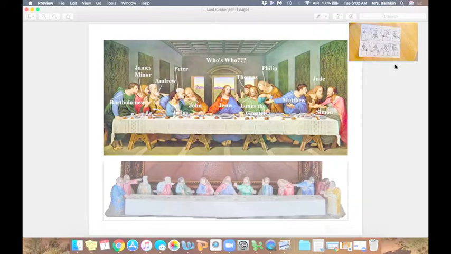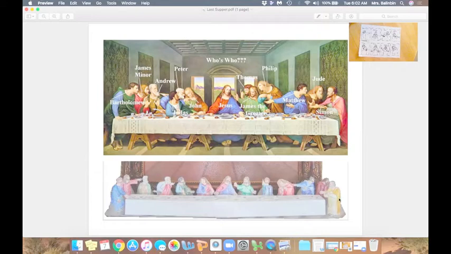So you're going to take these little guys here and you're going to color them, and you are welcome to color them the same colors as this Holy Thursday picture, or you can color them however you want. That's up to you. Here are all of the people labeled so that when you put it all together, you can put them in the correct order.